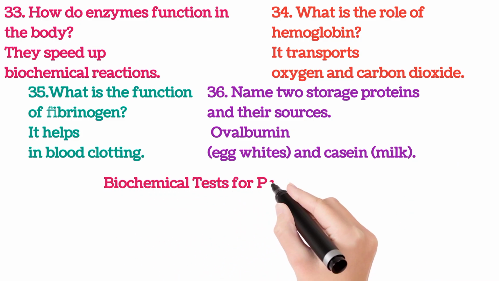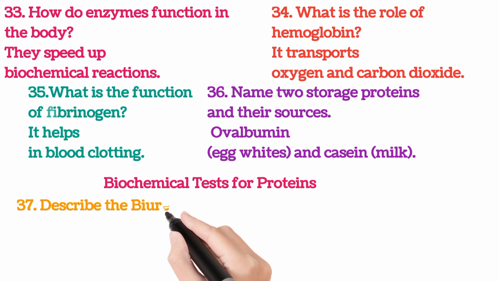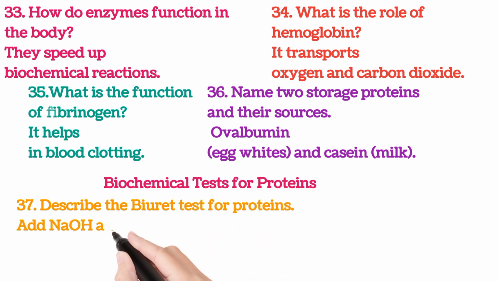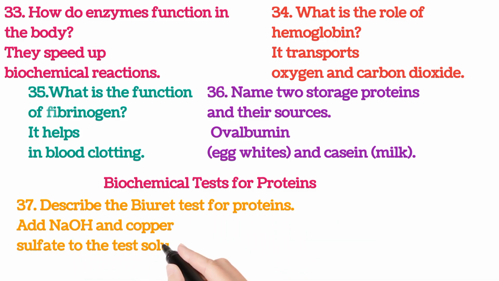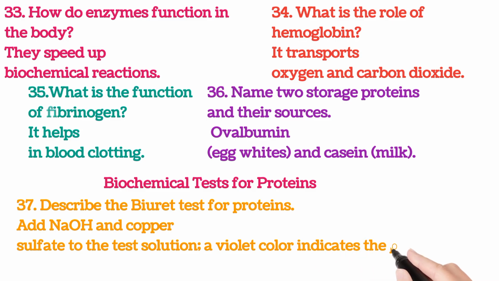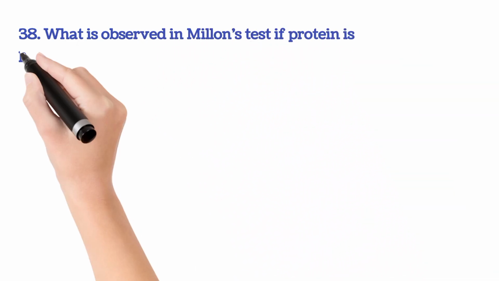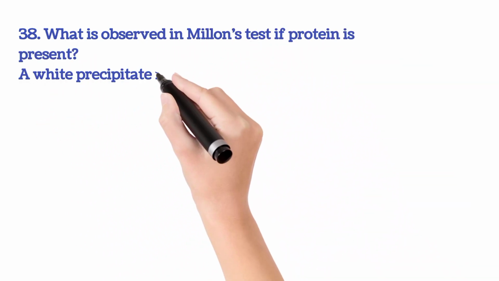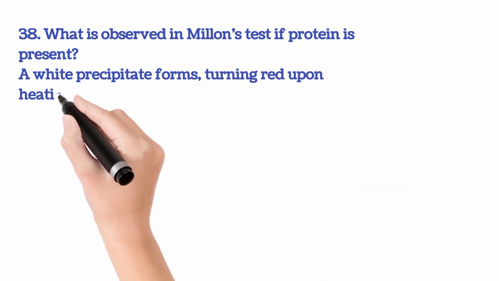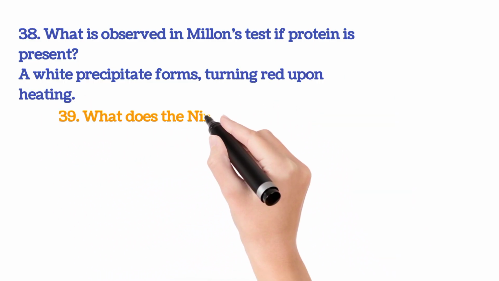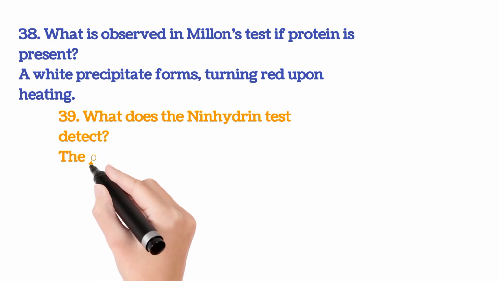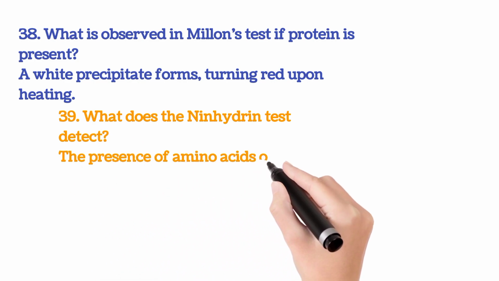Biochemical tests for proteins. 37. Describe the Biuret test for proteins. Add NaOH and copper sulfate to the test solution. A violet color indicates the presence of protein. 38. What is observed in Millon's test if protein is present? A white precipitate forms, turning red upon heating. 39. What does the Ninhydrin test detect? The presence of amino acids or proteins.